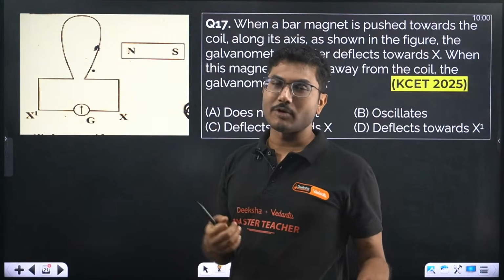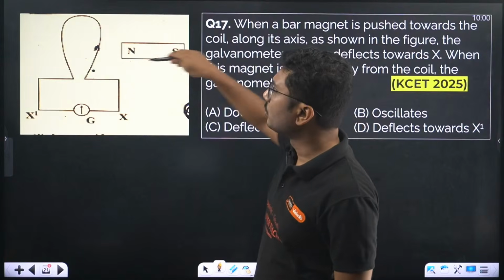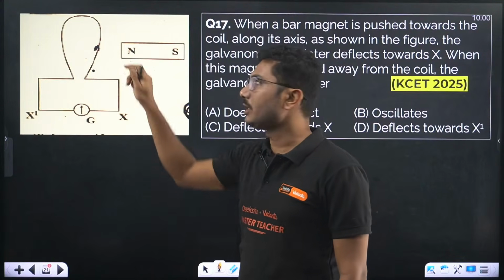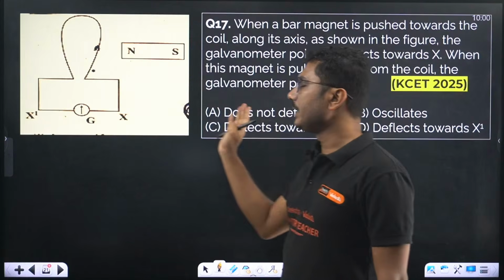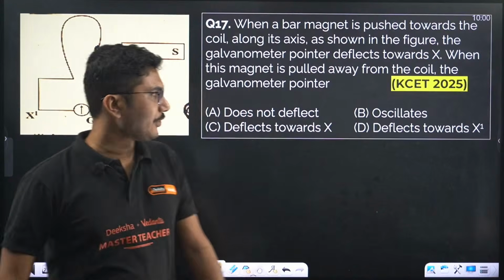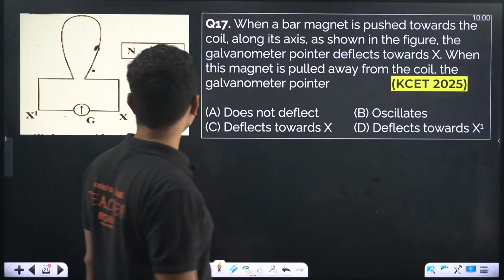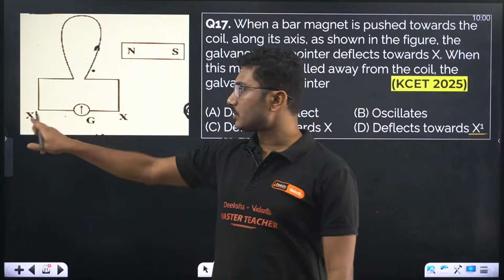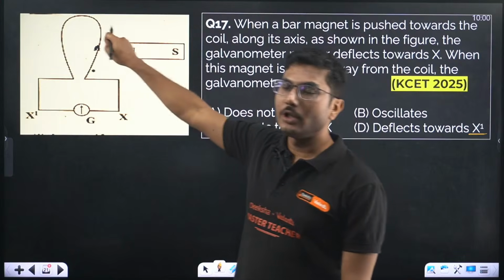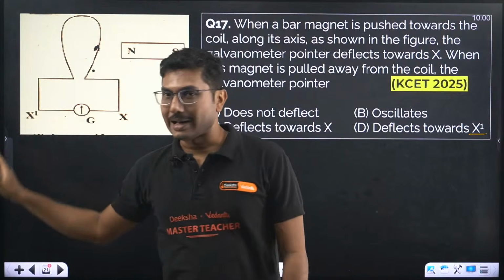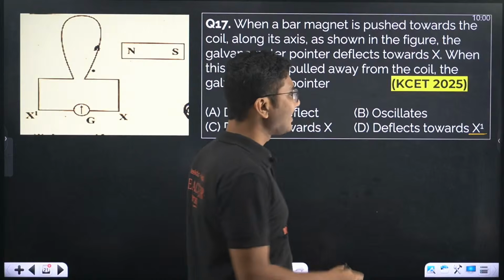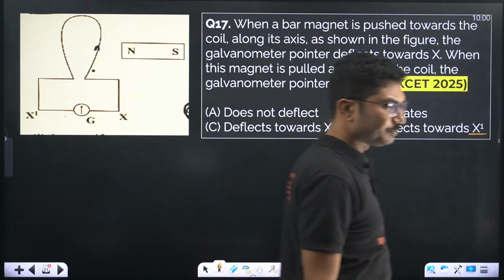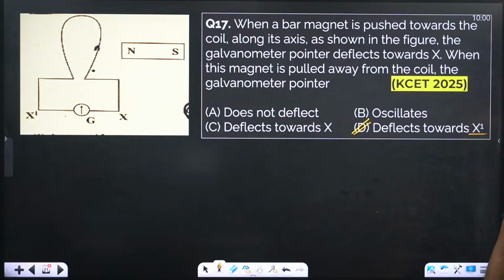We know from the coil-magnet experiment that when you push the magnet towards the coil, if it deflects in one direction, then when you pull it away, it deflects in the other direction. So it will deflect towards X1. X1 is here, X is here. So when you pull the magnet away, the galvanometer needle will deflect towards X1. Okay, question 15 is done.